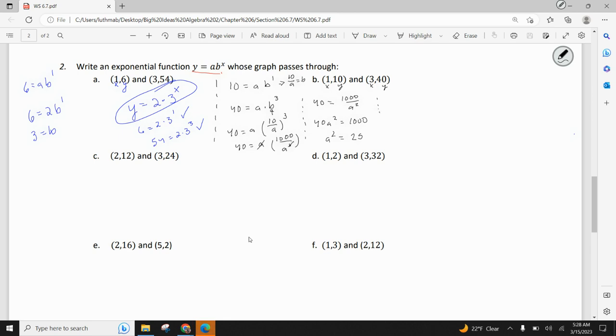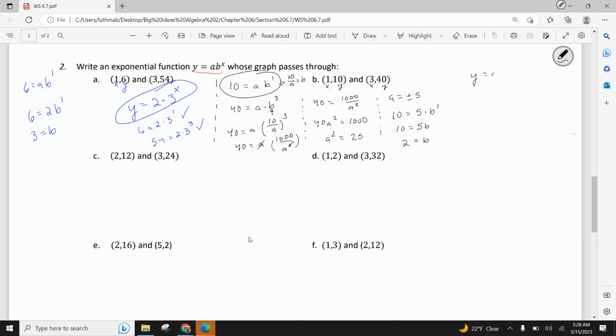Again, when I square root, I know normally we'd say a equals plus or minus 5. I don't have a great explanation for you right now why I'm choosing the positive, but I'm going to choose the positive and see where that takes us. And I might flip my style on C, D, E, and F and go from there. So if I go back to this original equation, I go 10 equals positive 5 times b to the first. B to the first is just b.